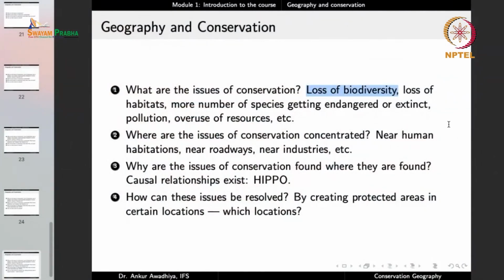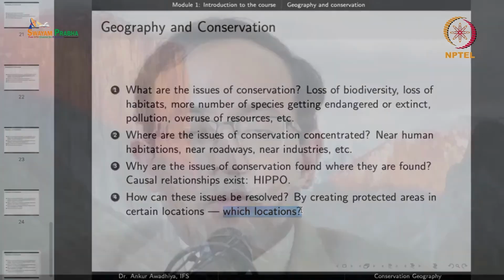But once we have decided that we are going to create protected areas, the next question is, at which locations? Because our funds and resources are limited, we will have to optimize on the funds and resources. We will have to choose those areas where we can have the biggest bang for the buck. So in that case, again we will have to look at the features of geography. We will have to take lessons from geography.